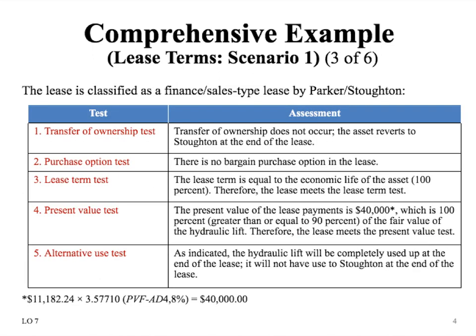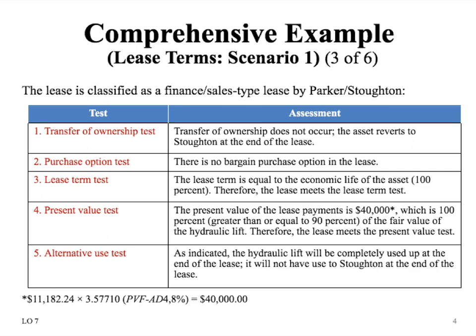Our next step will be to go through the lease classification so we know what kind of journal entries we need to make based on the type of lease. Going through the tests, transfer of ownership is one of the reasons you need to read the lease agreement very carefully, because you're already subconsciously looking for all these potential tests. Transfer of ownership does not occur, because Stoughton, the lessor, gets the forklift back.